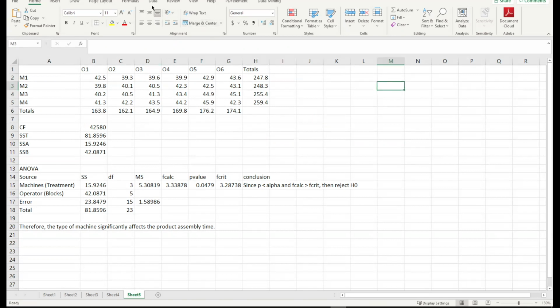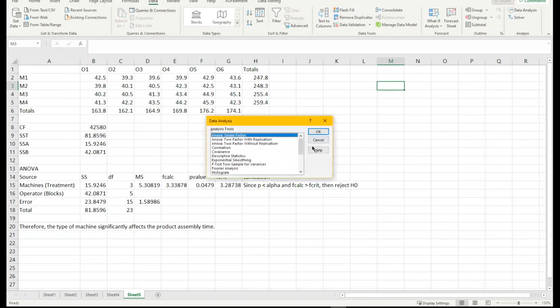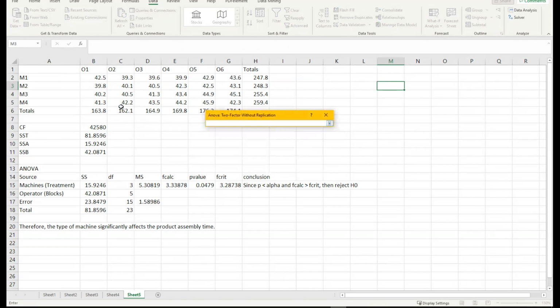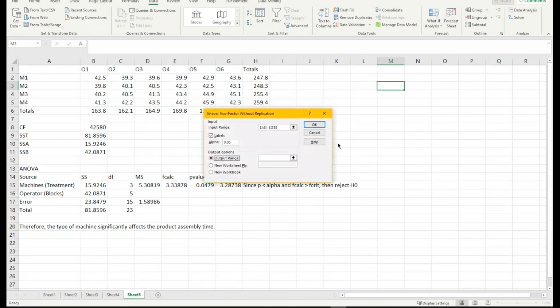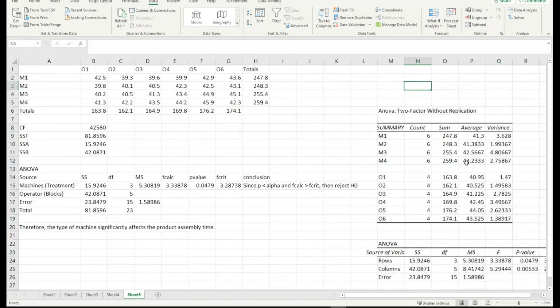Therefore, pwede actually gamitin natin is yung data analysis toolpack. Again, data analysis tayo. Tapos, ang pipiliin natin is two-factor without replication. Ito. So, let's do two-factor without replication. Tapos, input natin yung range. And isama natin yung labels. So, we have labels. Tapos, 0.05. Output natin yung range somewhere dito na lang. Yan. And if you press OK, you get this, no?